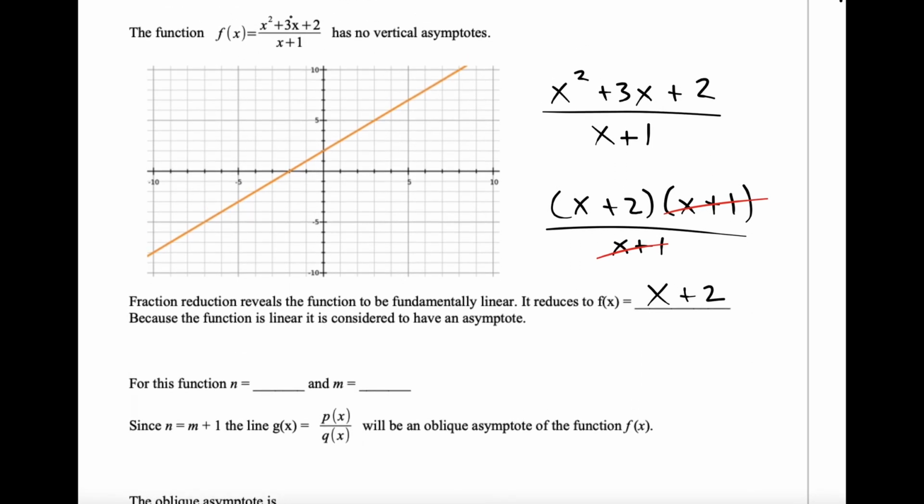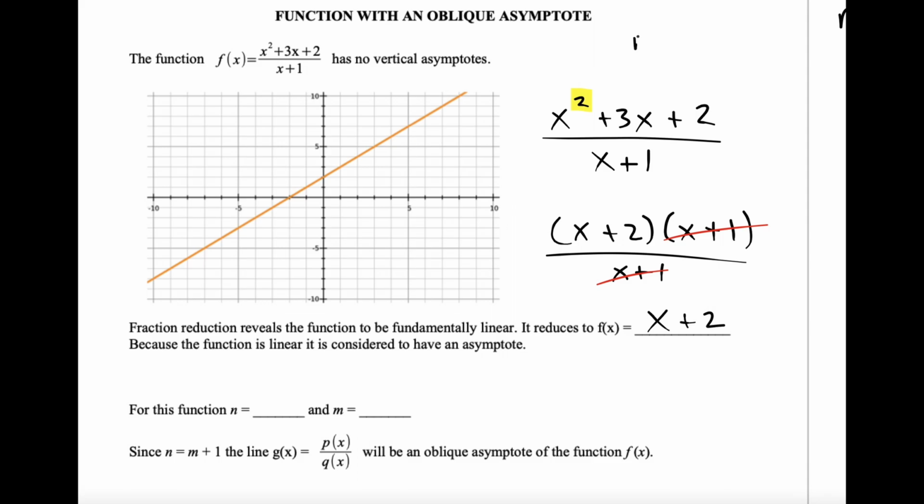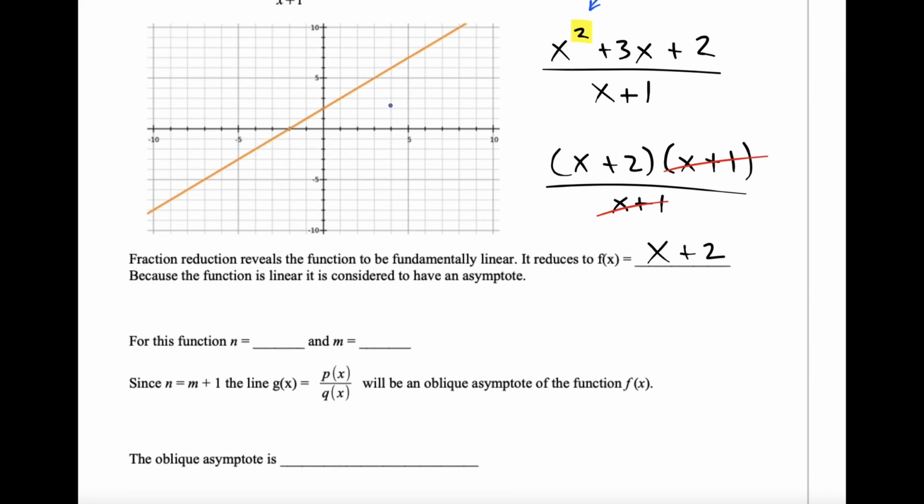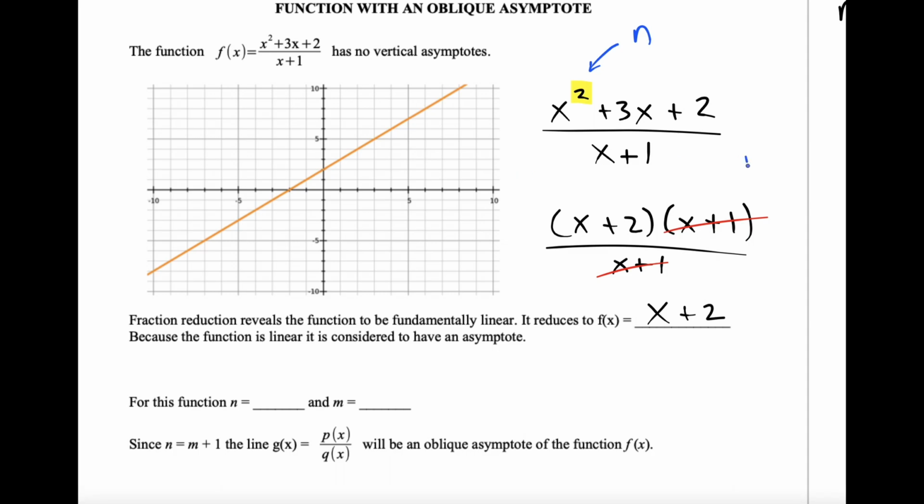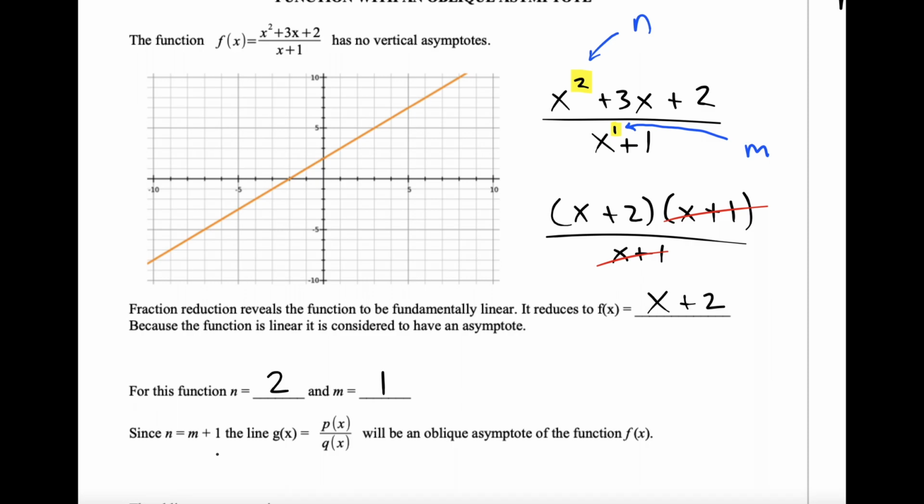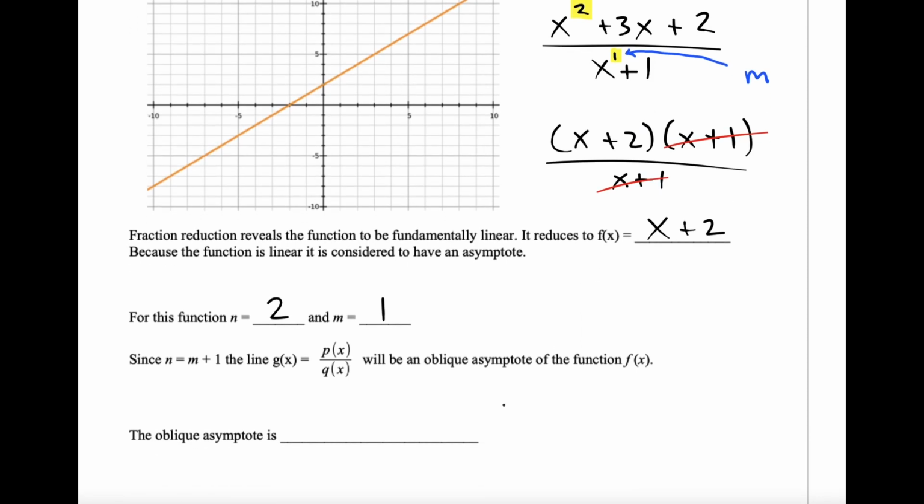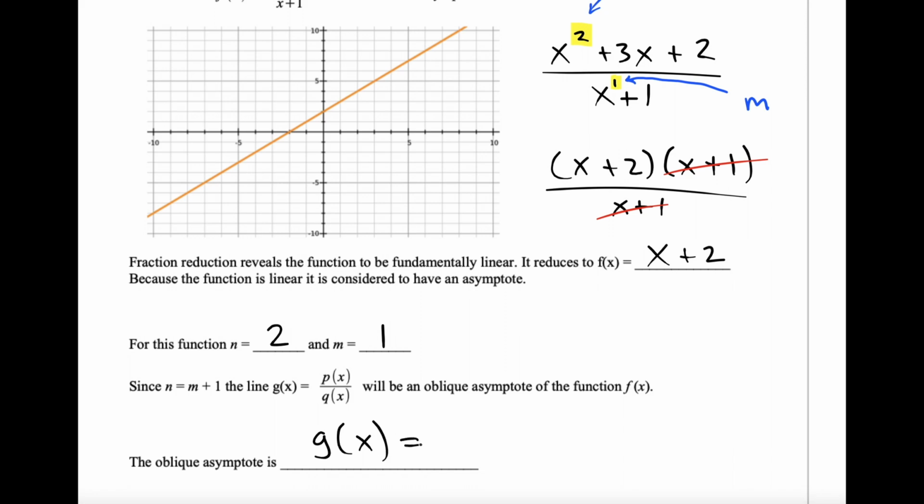Now for this function though, let's look at the original. Our n is going to be the degree of the numerator, and our m is going to be the degree of the denominator, which is assumed to be a 1. So let's write those down. For this function, n is 2 and m is 1. Since n is m plus 1, we have a line that is going to be the oblique asymptote. It's going to be g of x equals the division of p of x over q of x, but we don't include the remainder.